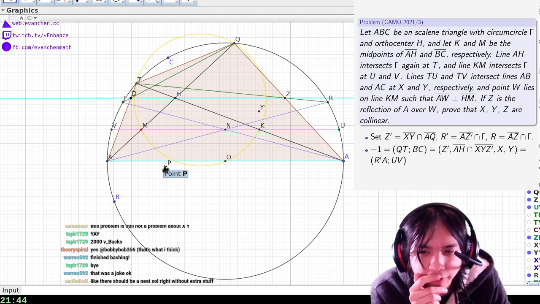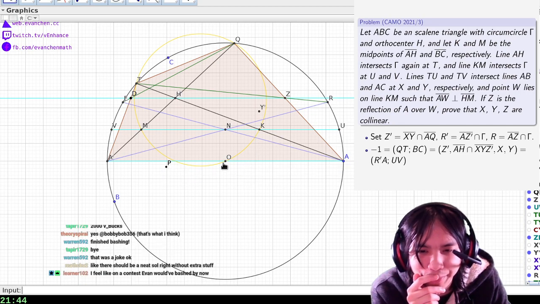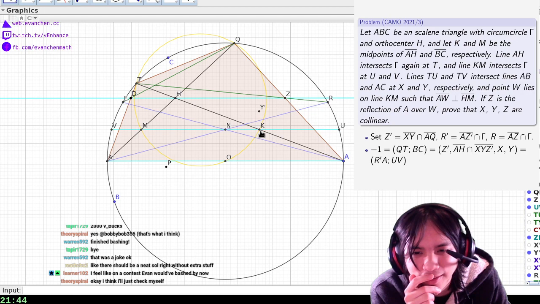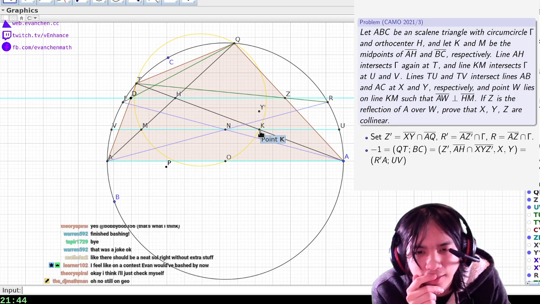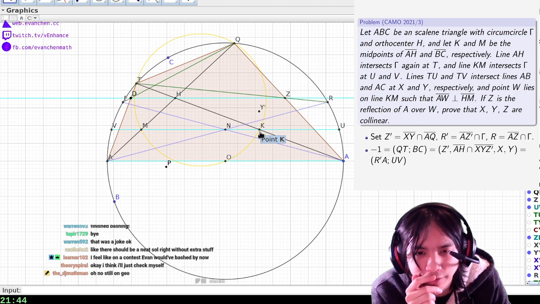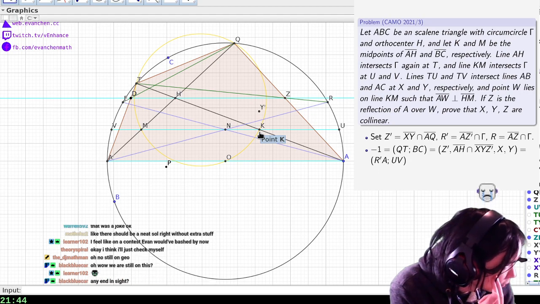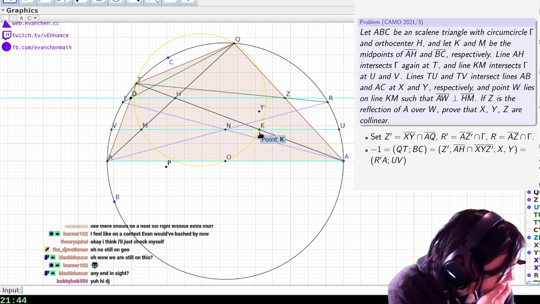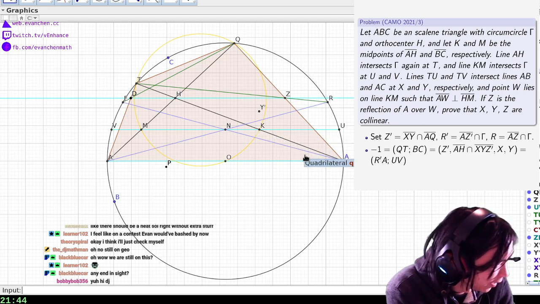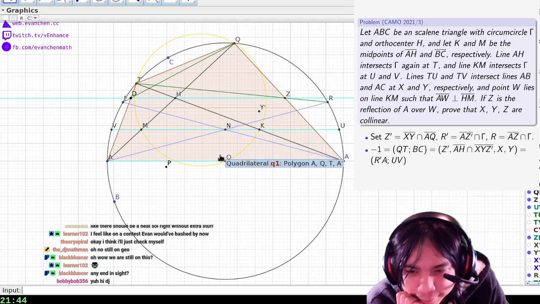Maybe I need more midpoints. O is the midpoint of like AA prime, right? I really should think of this with reference to triangle HAA prime. Oh, that was true. Yeah, this is throwing us for a loop.